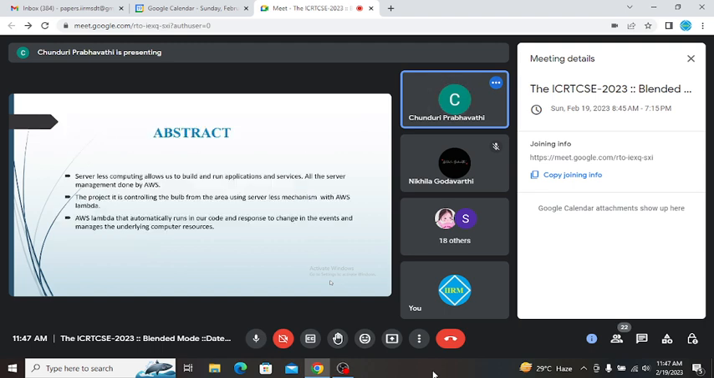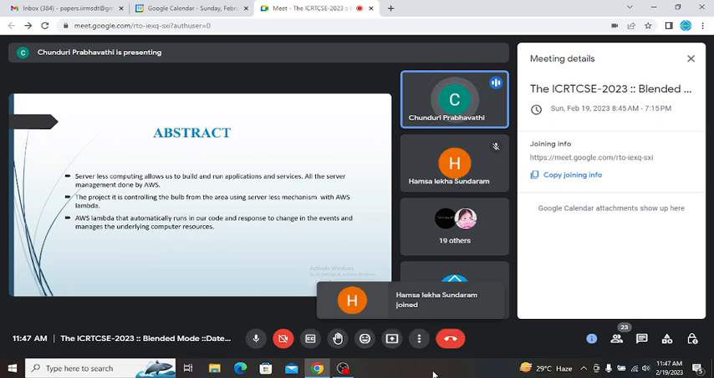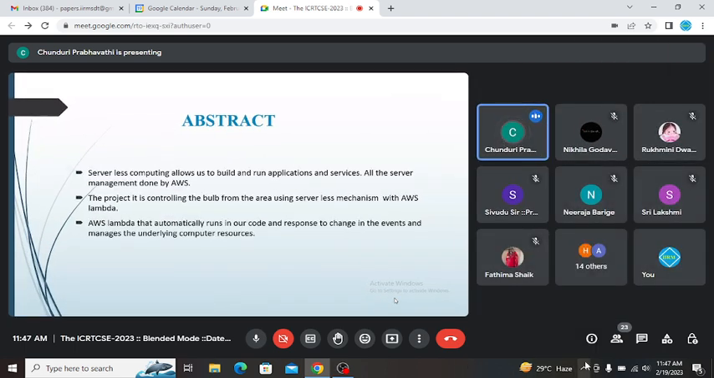Abstract. In this project, the serverless IoT app is implemented using a serverless mechanism. It means a way to use serverless architecture to build and run applications without having to manage any backend infrastructure. Our application still runs on servers, but all the server management is done by AWS, Amazon Web Services. The software is about controlling a bulb from a remote area using the serverless mechanism with some IoT sensors.